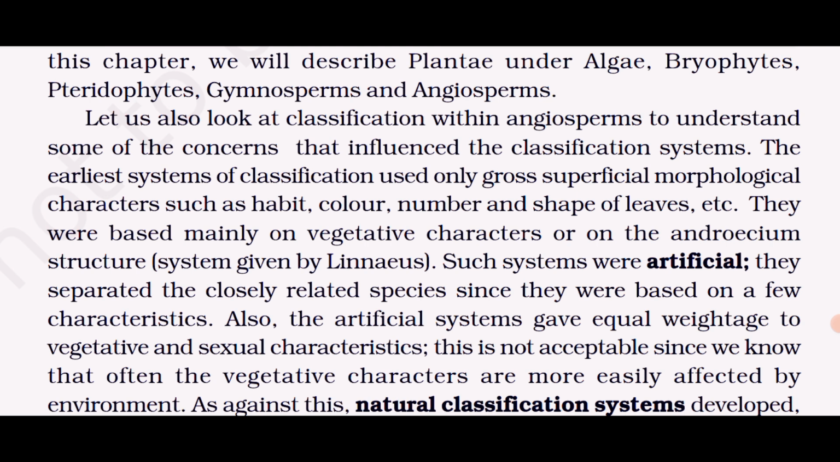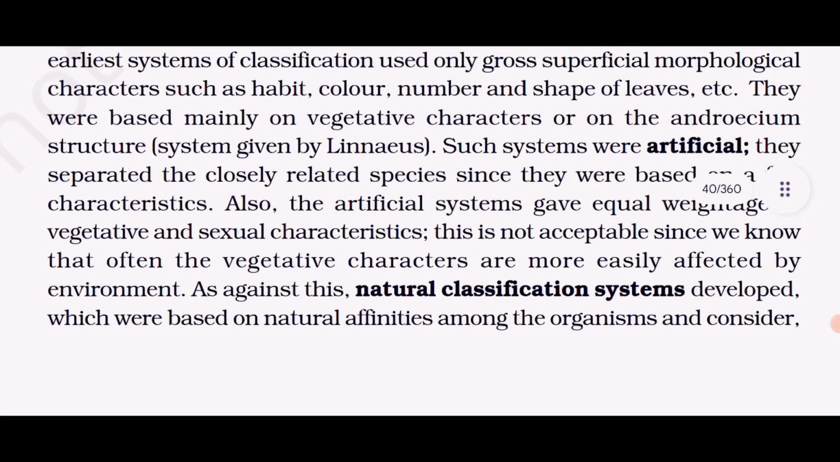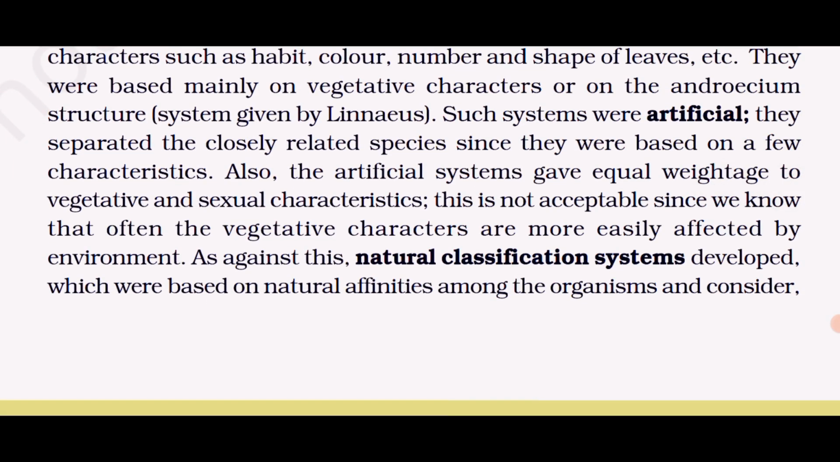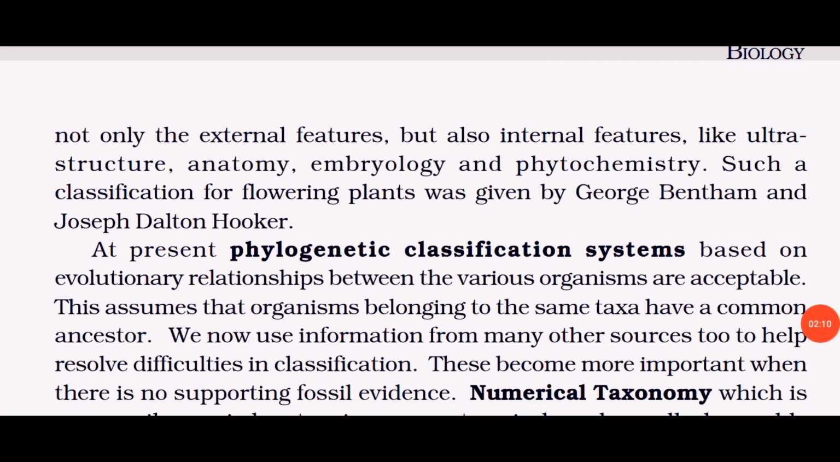Also, the artificial systems gave equal weightage to vegetative and sexual characteristics. This is not acceptable since we know that often the vegetative characters are more easily affected by environments. As against these, natural classification systems developed, which were based on natural affinities among organisms and considered not only the external features but also internal features like ultrastructure, anatomy, embryology, and phytochemistry. Such a classification for flowering plants was given by George Bentham and Joseph Dalton Hooker.